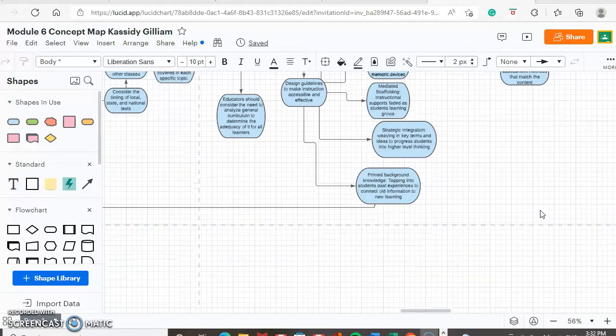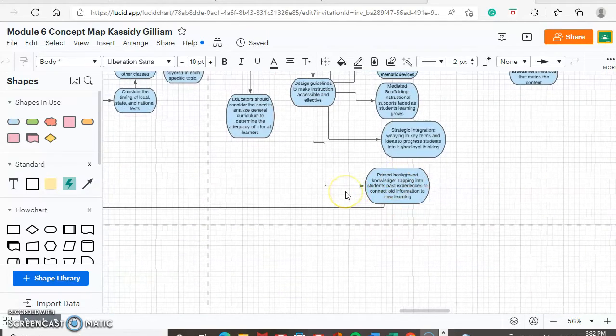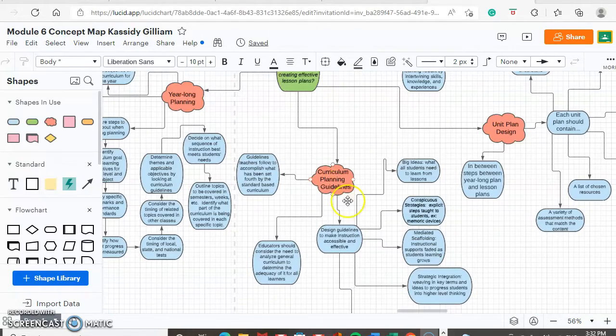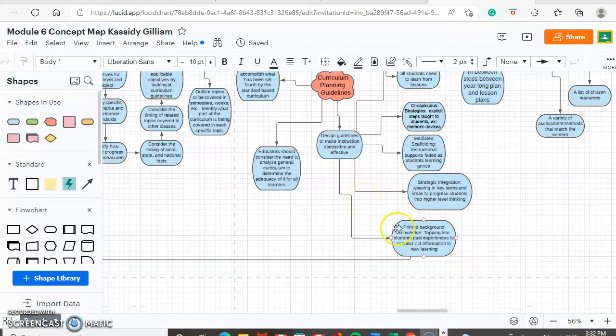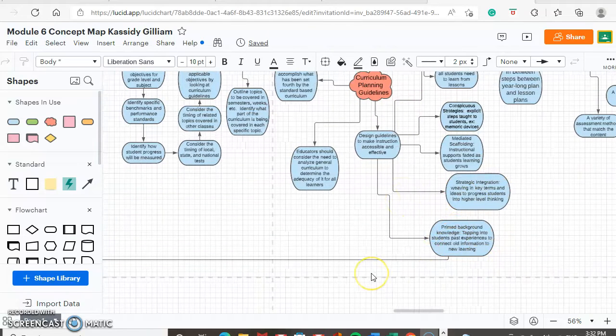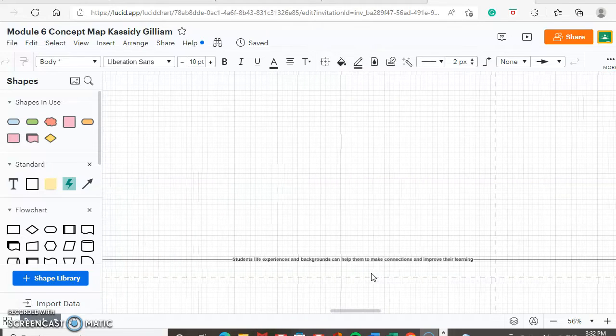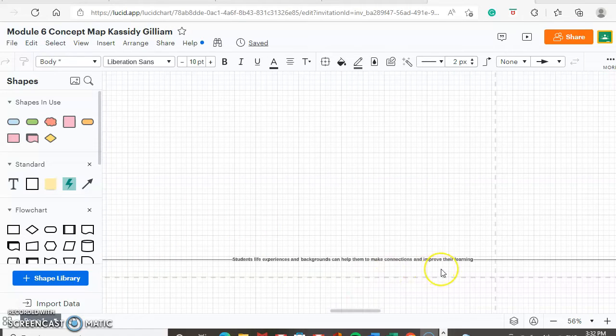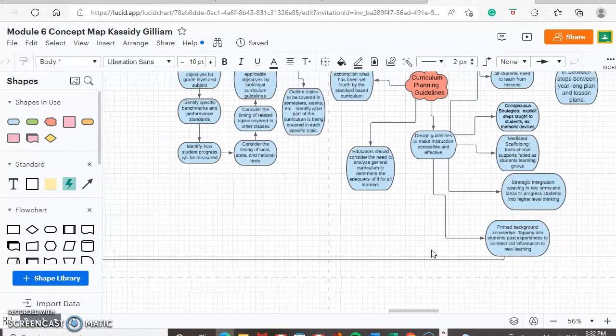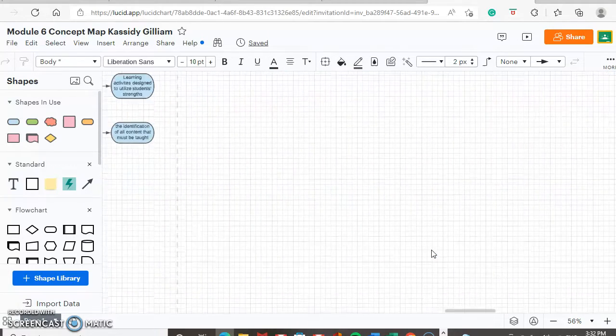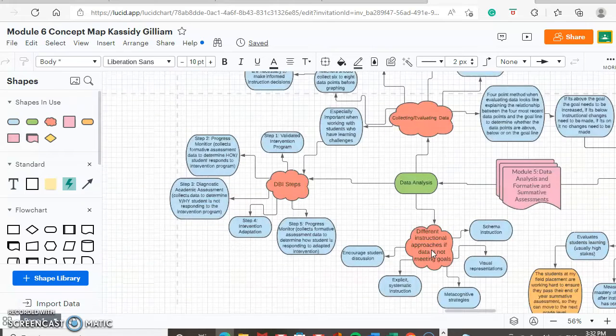And this connects to Module 3 because in the curriculum planning guidelines component, it mentions tapping into students' background knowledge and their past experiences. And that is relevant to the information I mentioned about how it can help them make more connections with their learning and connect the culture a little bit more. Moving on to Module 5.